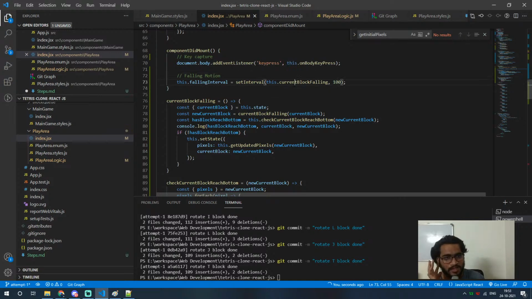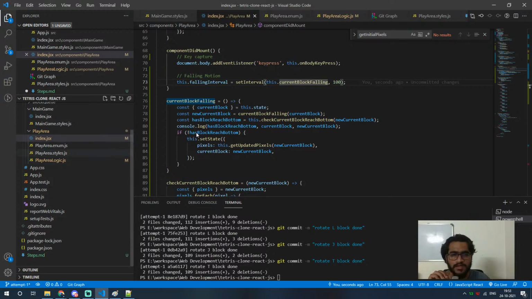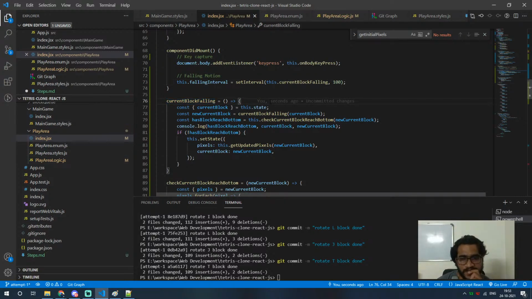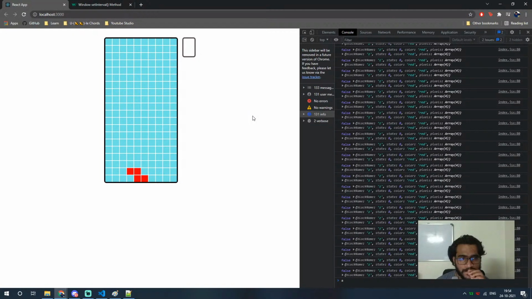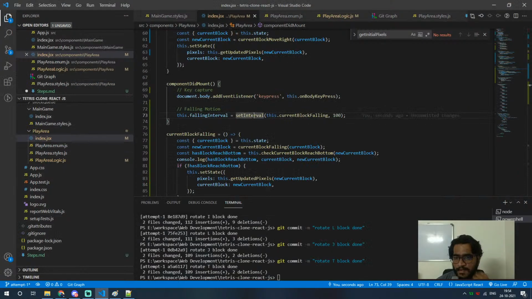Why? I think it should stop working, right? So it has reached the block. If it is true, it should just stop it, right? So what does this mean? It must mean something. Oh, come on.